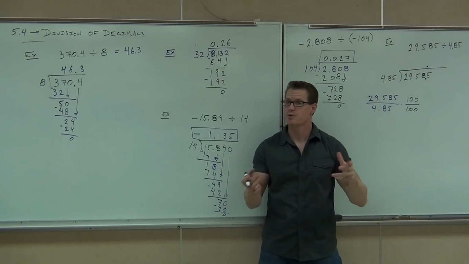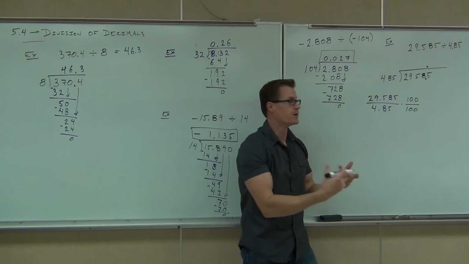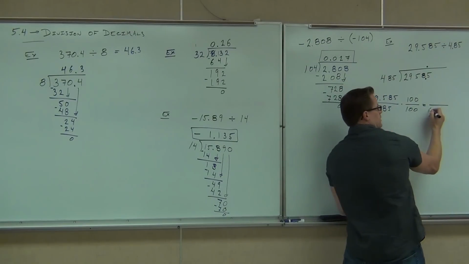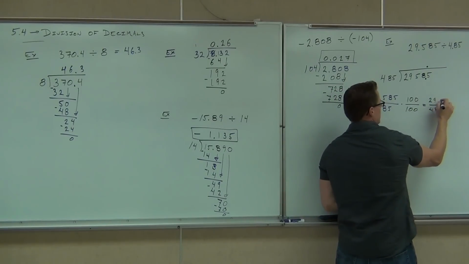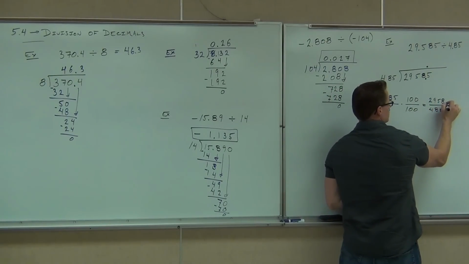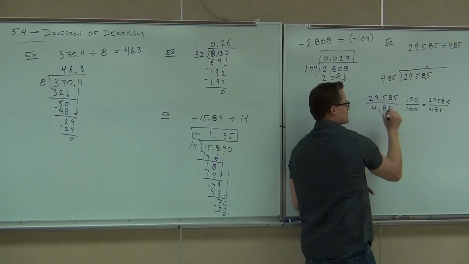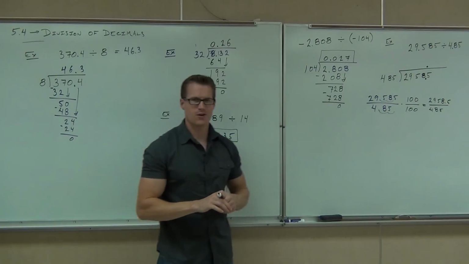You got to do both because it actually is a fraction, and what you do to the numerator, you do to the denominator. So this makes it 485, but this makes it 2,958.5. Multiplying by 100 moves that decimal place just like it did that one. That's the reason why this whole thing works. Did you follow that?